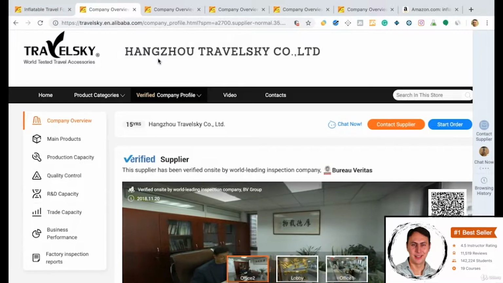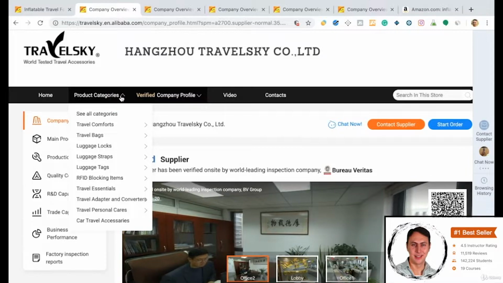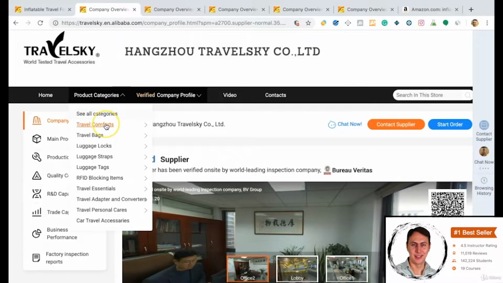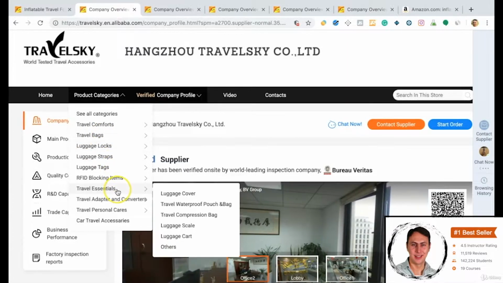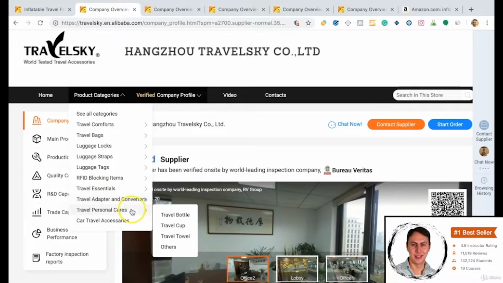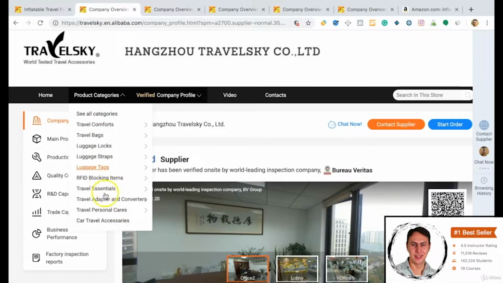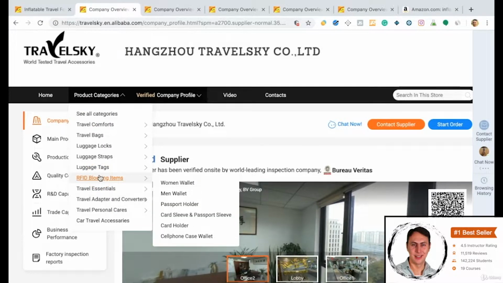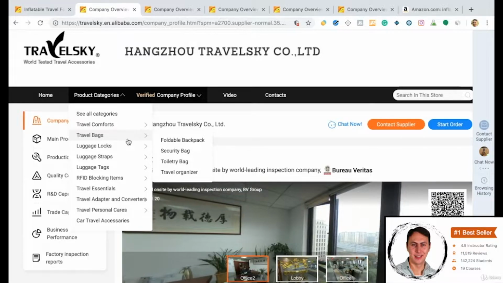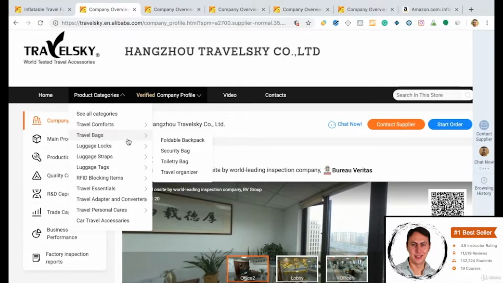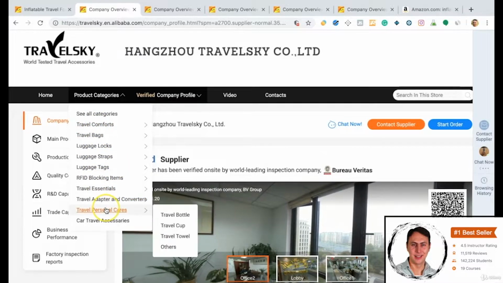How can we understand this? Here are the product categories on the bar. Here, we are looking at the manufacturer's selling products. Travel comforts, travel bags, travel essentials, travel personal care, etc. As we see, they are selling travel products. In a word, it seems they are a company that focuses on the travel sector. Our needed product is also related to traveling. It is pretty good. This is actually what we aim for. Our main aim is to find suppliers who produce the exact product that we need.